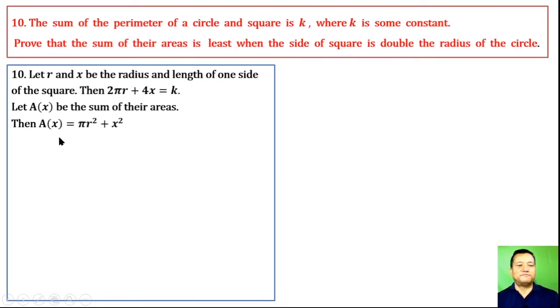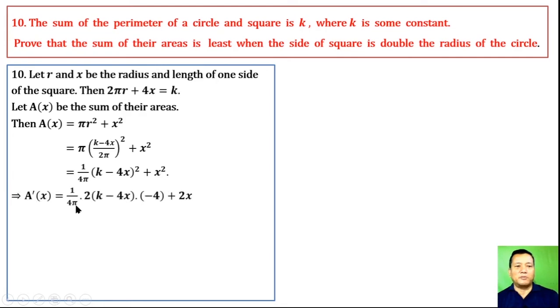Then A(x) is pi r square plus x square. Now r is replaced. Solving r from the above equation, we get this, and simplifying we get this, and differentiating A with respect to x, we get this, and its double derivative with respect to x is 8 pi plus 2.